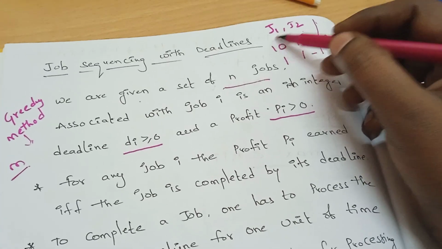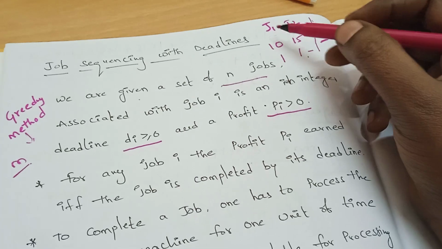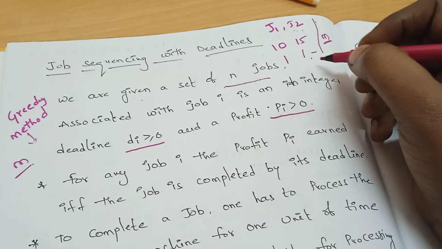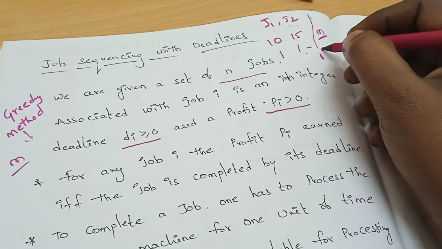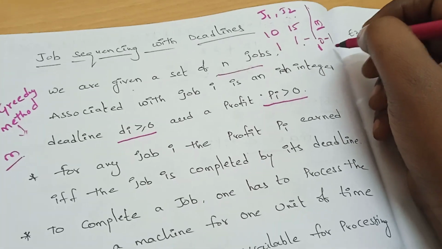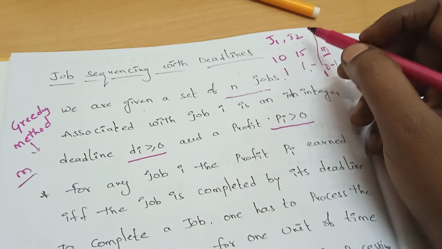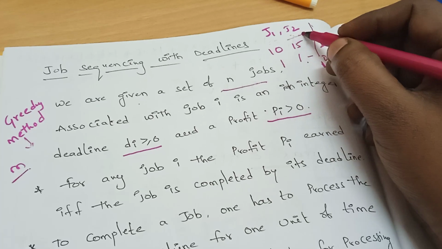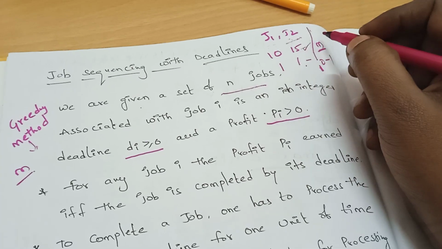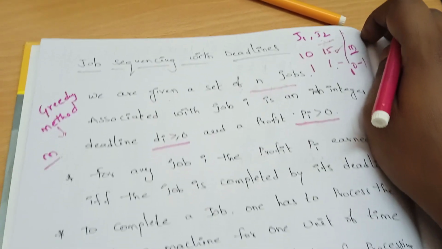Fine. So J1, J2 both take one cycle of time to complete. So I have only one cycle. If you see these two numbers, you have only one. That means you have only one cycle, so you can complete either J1 or J2. So what job can I perform? I'll perform the J2 job. Why? Because of more profit. So this is the basic idea of job sequencing with deadlines.